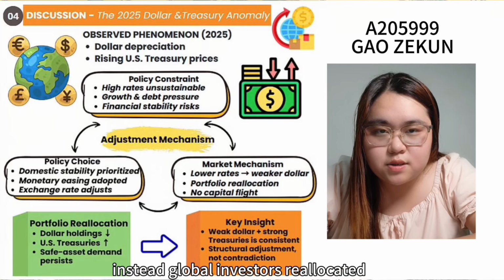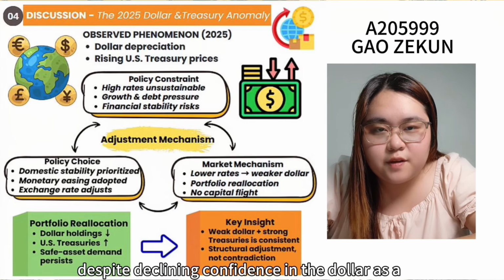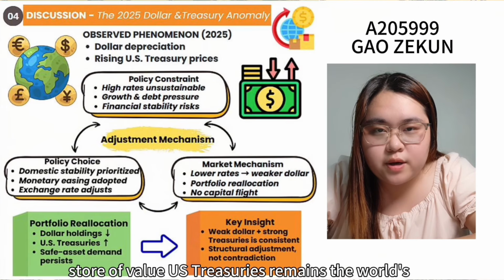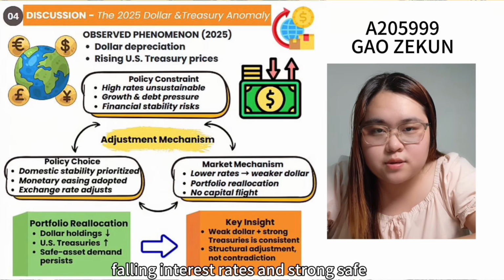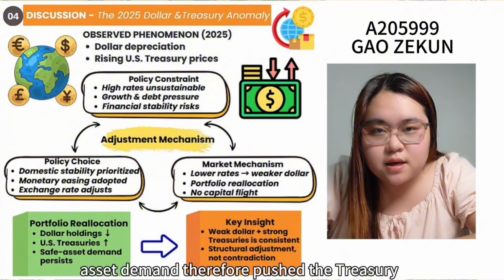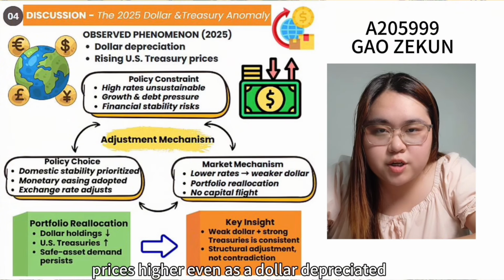Instead, global investors reallocated within U.S. assets. Despite declining confidence in the dollar as a store of value, U.S. Treasuries remain the world's safest and most liquid sovereign assets. Falling interest rates and strong safe asset demand therefore pushed Treasury prices higher, even as the dollar depreciated.